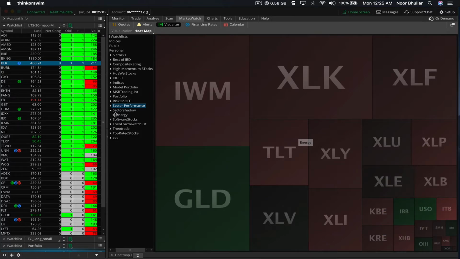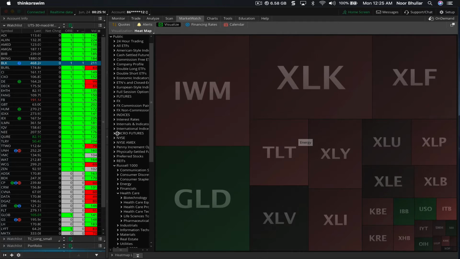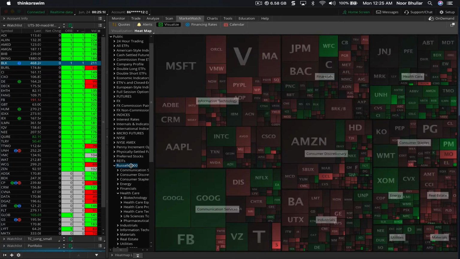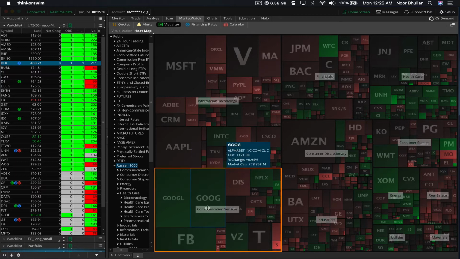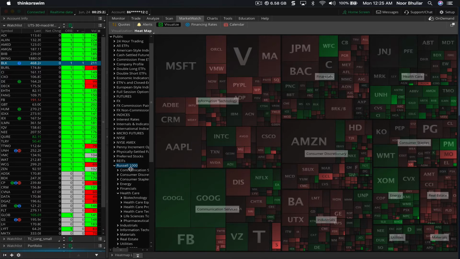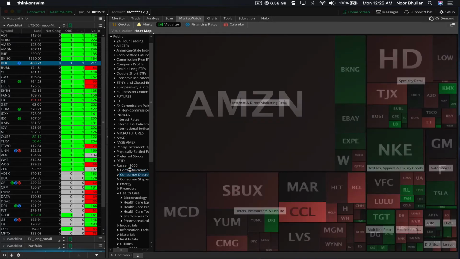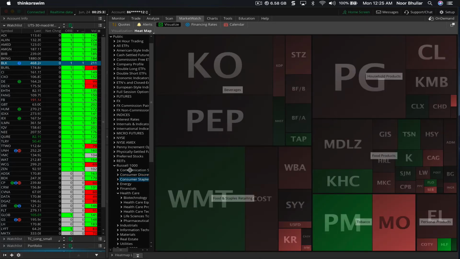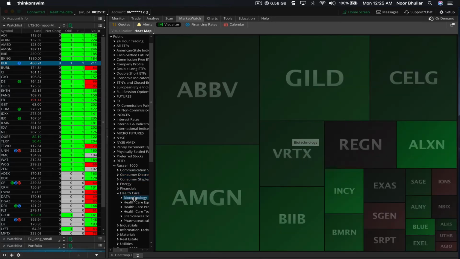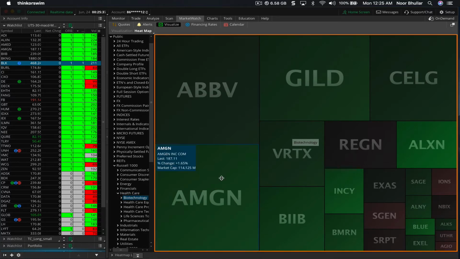What we can do is go back, and instead of this personal list, take a look at one of the public lists. The public list that I prefer looking at is the Russell 1000. This gives you how the stocks are doing overall. If you look at the communication sector, Google and Facebook did well. In the discretionary sector, a lot of stuff was red. Moving down to healthcare, these are the stocks that were doing well.